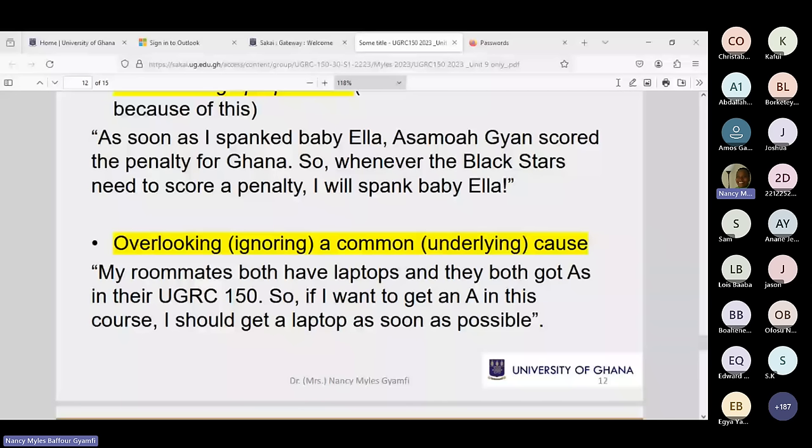which is that those two roommates that you say had laptops and so got A's may also have been studying, reading announcements with that laptop, attending lectures, obeying simple instructions. When they say circle, they circle. When they say tick, they tick. Where they are not sure whether they should tick, they ask questions and get the information they need. All those factors went into it.